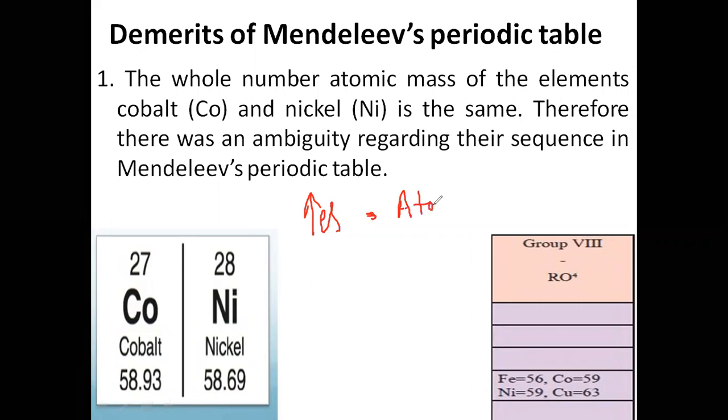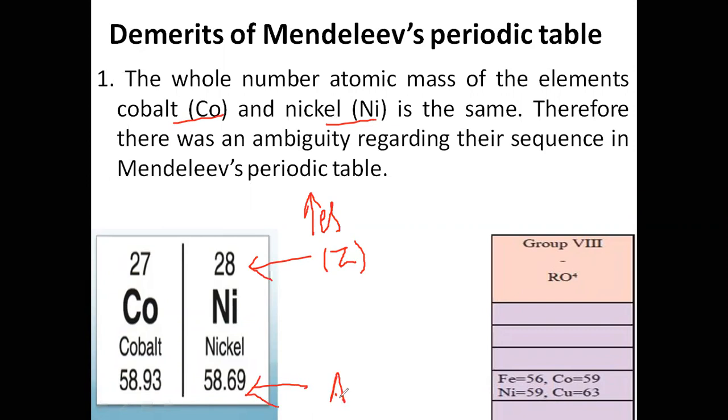It means if you have an element with a lower atomic mass number, it will come first and then the next one later on. Let's consider two examples, cobalt and nickel. As you can see on the screen, these are the atomic numbers, denoted by the letter Z, and these are the atomic mass numbers of cobalt and nickel respectively. According to atomic mass numbers, it is 58.93 and 58.69. In some books it is noted as 58.71.